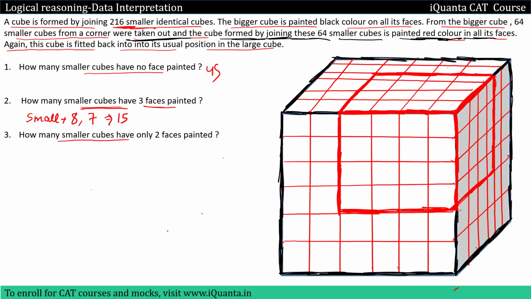How many smaller cubes have only 2 faces painted? So 2 faces painted cubes are always on the edges, but from the edge we forget the corner cubes. Hence we'll have one cube here which has 2 faces painted. This cube has 2 faces painted. So in the smaller cube, that means the 4 cross 4 cross 4 cube, on every edge we have 2 cubes having 2 faces painted, and we have 12 such edges. So in total 24 will come from the smaller red cube.